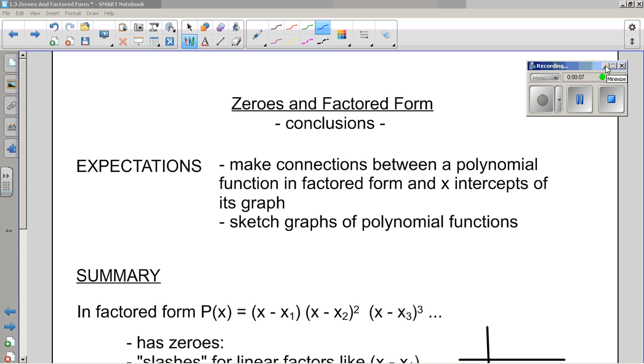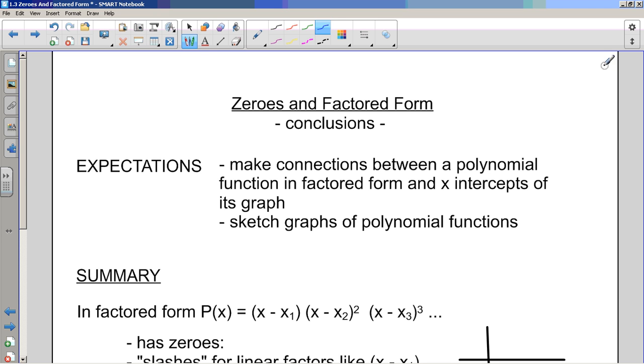You've done your in-class fun and learning, and you're ready to make sure that you got out of it what you were supposed to get out of it. This video: zeros and factored form conclusions. The expectations are to make connections between a polynomial function in factored form and x-intercepts of its graph.